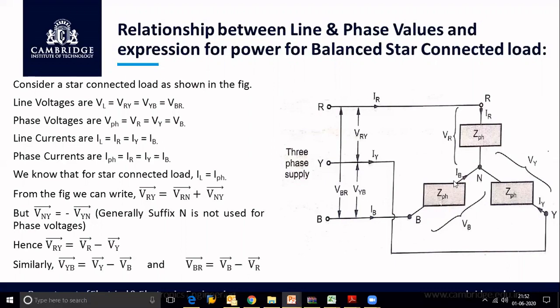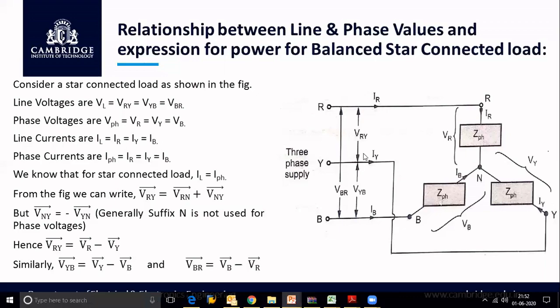As already we have concluded, in star connection, I line is equal to I phase. So already we have brought out the relationship between line current and phase current. Now let us find out the relationship between the line voltage and phase voltage. How are this line voltage and phase voltage related together? Just see here from the figure, we can write. We have considered VRY.